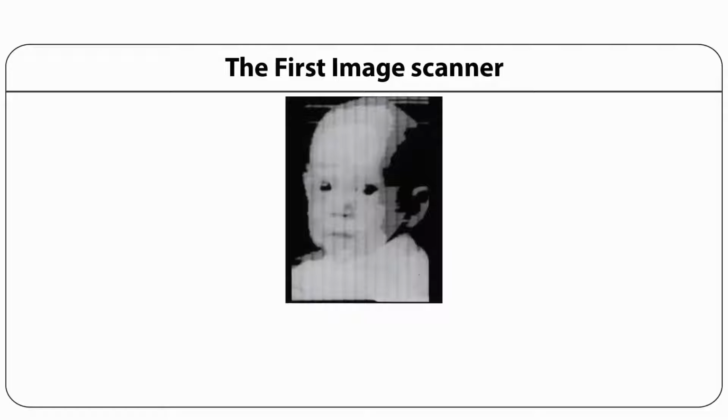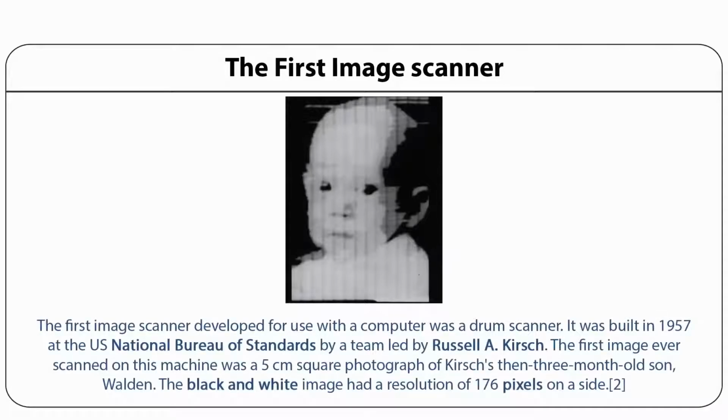The first image scanner developed for use with a computer was a drum scanner. It was built in 1957 at the US National Bureau of Standards by a team led by Russell A. Kirsch. The first image scanned on this machine was a 5 cm square photograph of Kirsch's then 3-month-old son Walden. The black and white image had a resolution of 176 pixels on a side.